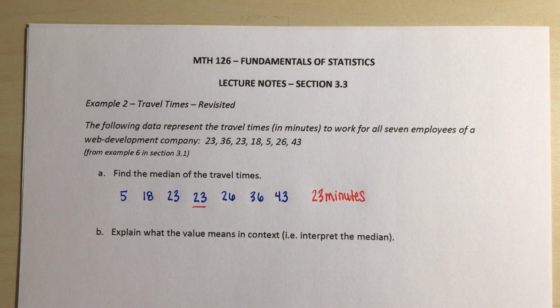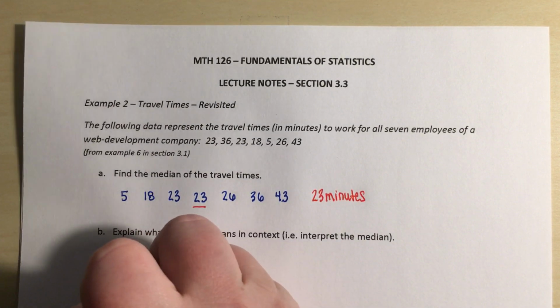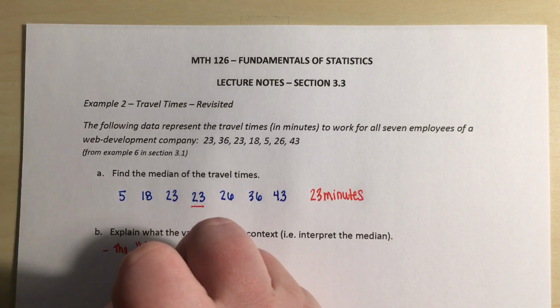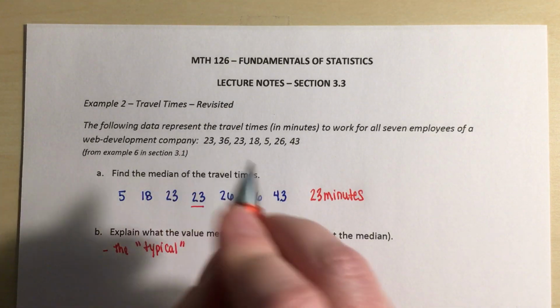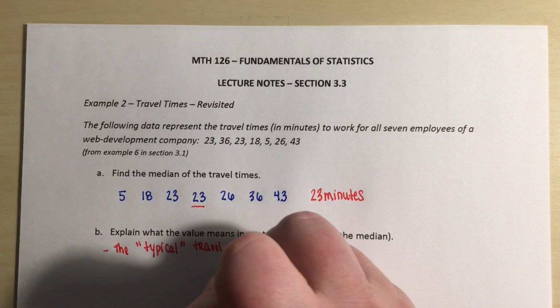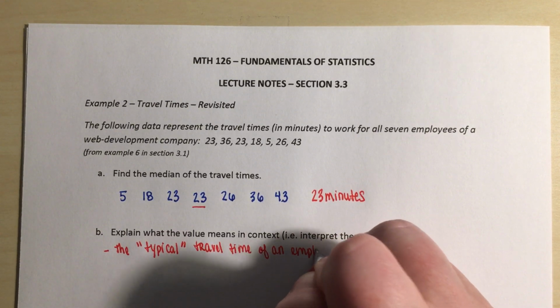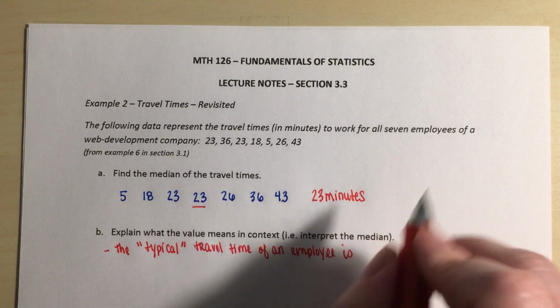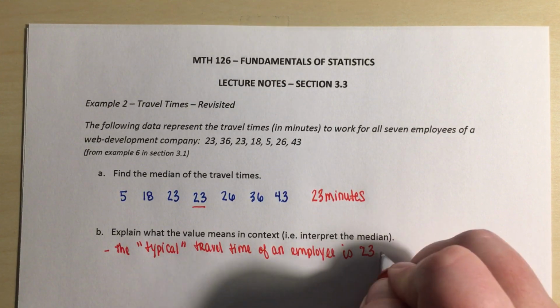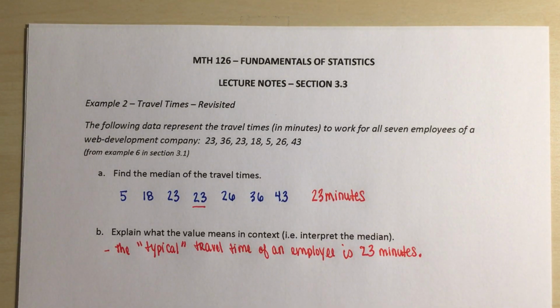Just like we did with our mean and our standard deviation previously, we are going to explain what the value means in context. In other words, interpret what our median means. So we are going to say the typical travel time of an employee is 23 minutes. Right, so instead of using mean as our typical value, we're using median.